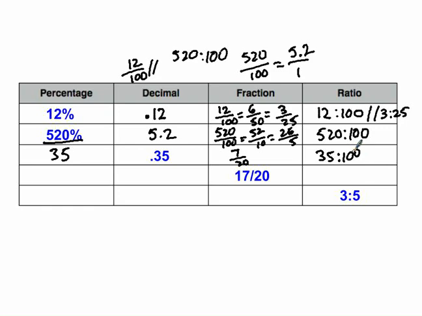I think you get the general idea of how to do this. If you're given a fraction, to get it to a percent, we've got to get that fraction out of 100. So 17 out of 20, to get it to 100, we multiply by 5. 17 times 5 is 85. So it's 85%. As a decimal, that would be 0.85, and as a ratio, that's 85 to 100.